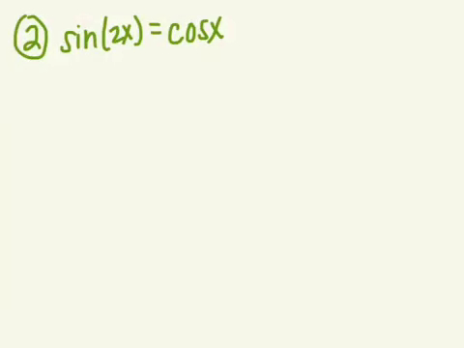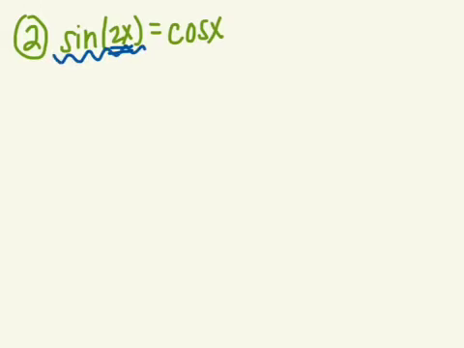For number 2, we have sine of 2x is equal to cosine x. And any time you see one of your trig functions with something other than just a variable like x or theta inside the parentheses, I want you to think that you're going to have to use some sort of formula to replace that so that we actually start working on this side of the equation.